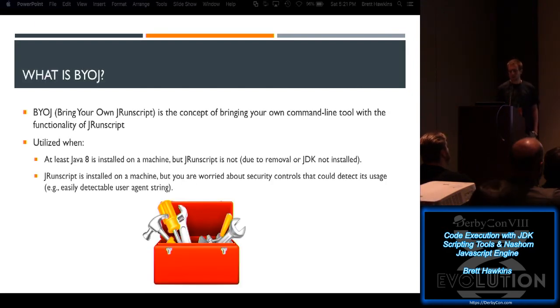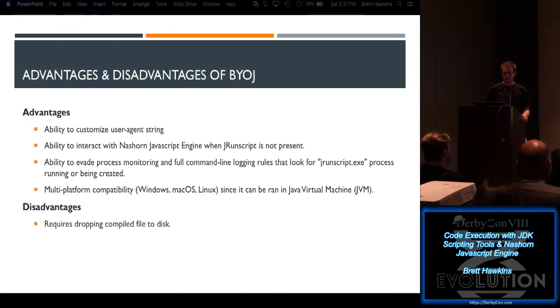BYOJ is bring your own JRunScript. So it's just bringing your own command line tool that has the functionality of JRunScript. A couple of scenarios where you could use this. One is where at least Java 8 is installed, but JRunScript is not, whether JRunScript was removed or the JDK is not installed. The other scenario is if JRunScript is on the machine, but you're worried about some security controls that could detect it, for example the easily detectable user agent string. So that's the other scenario where this may come in handy.